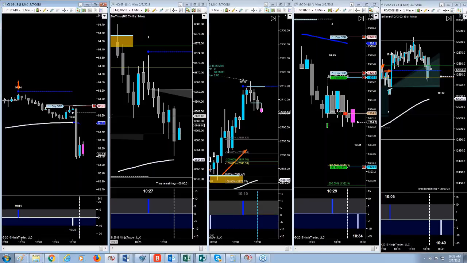Gold is starting to tick me off a little bit. It is turning green, but it's not moving very far. I don't like when it stays at my entry like that. I'd like to see it move in my direction right away.